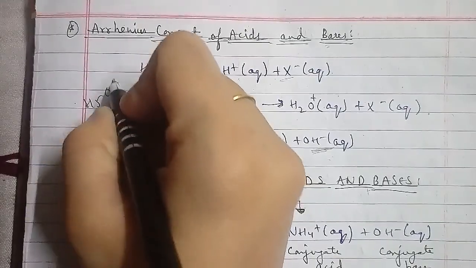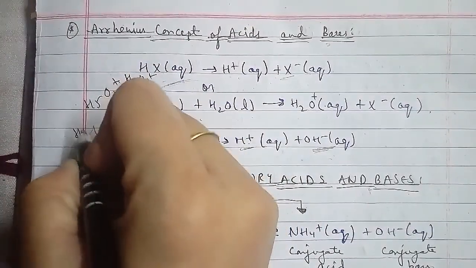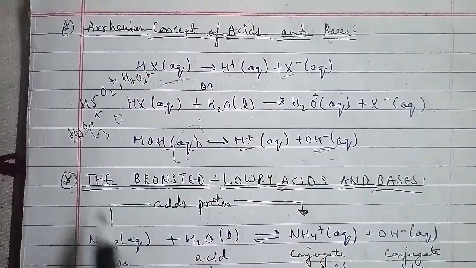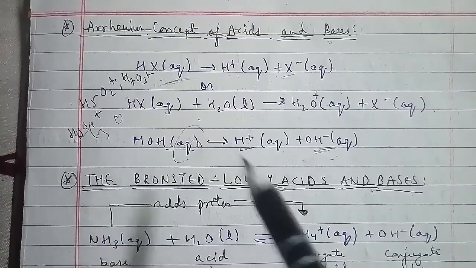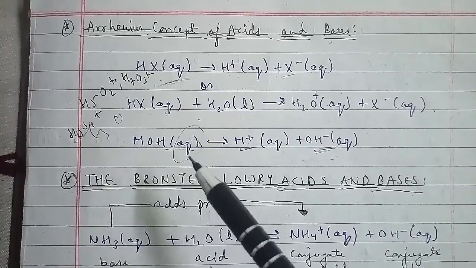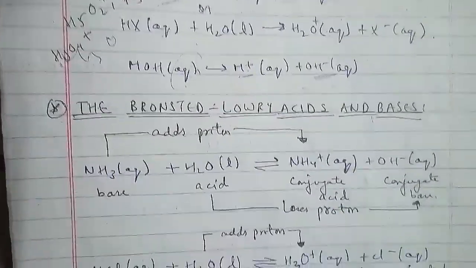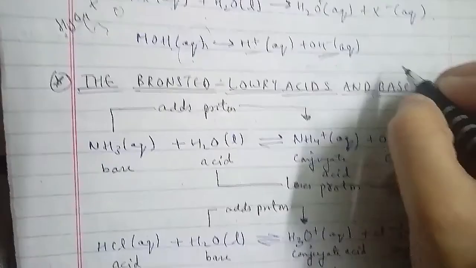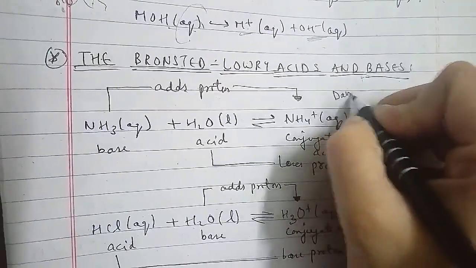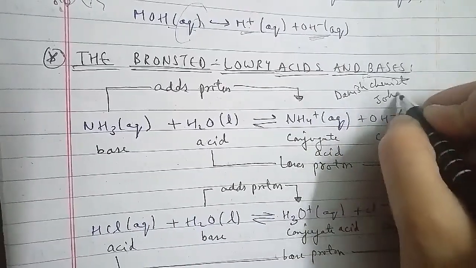Now we'll discuss the Bronsted-Lowry acids and bases here. The Danish chemist Johannes Bronsted, and the English chemist Thomas M. Lowry, gave a more general definition of acids and bases.